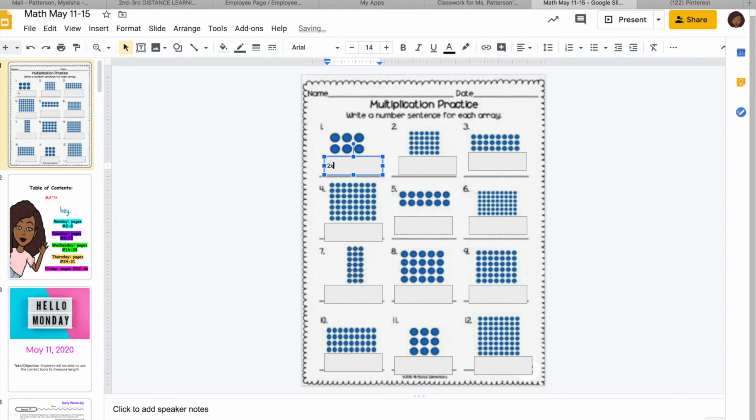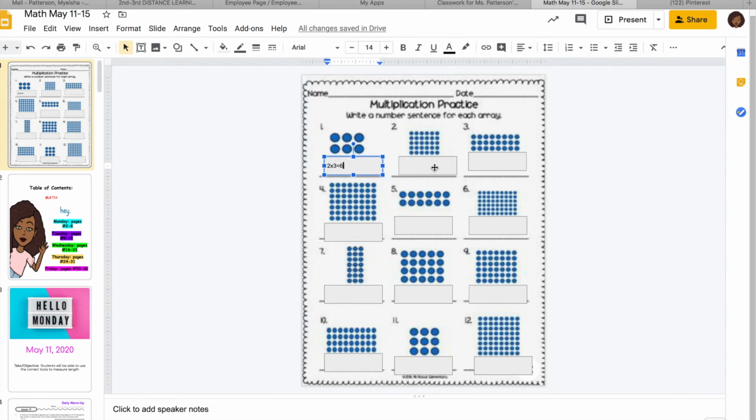And you can just do an X. 2 times. Now let's count our columns. 1, 2, 3. So 2 times 3, then we have to say equals. I know I can say 2, 4, 6. So I know that that's going to be 6. If you didn't, though, you can say 1, 2, 3, 4, 5, 6.